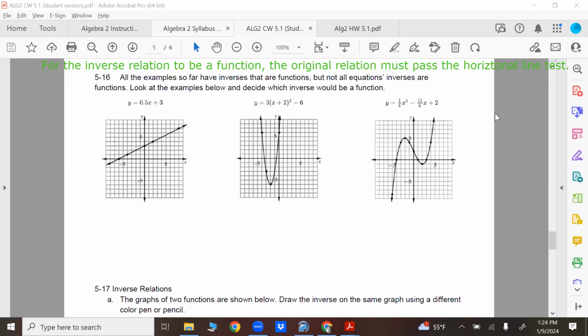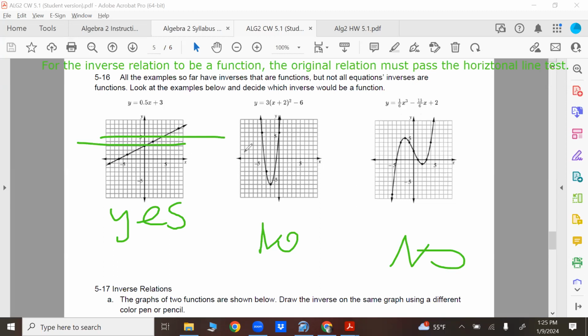So these are all the originals, right? Let's think about it. Does this pass the horizontal line test? Yes. Does this pass the horizontal line test? No. Does this pass? No. So this would be yes, no, and no. So look at each and decide which inverse will be a function. Again, this is yes, no, and no, because it fails for the second and third, but passes for the first one.